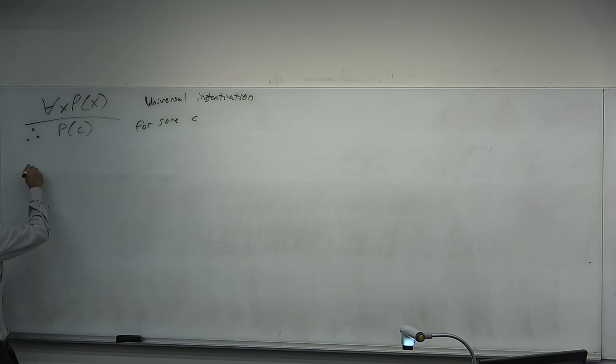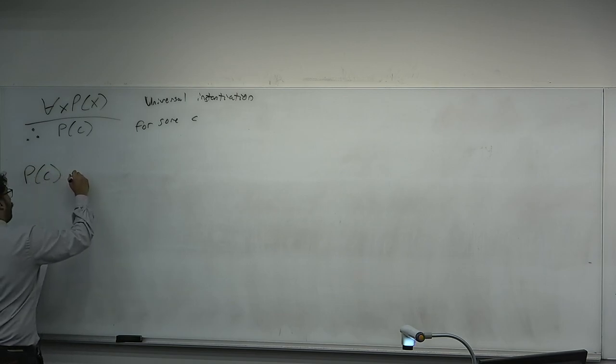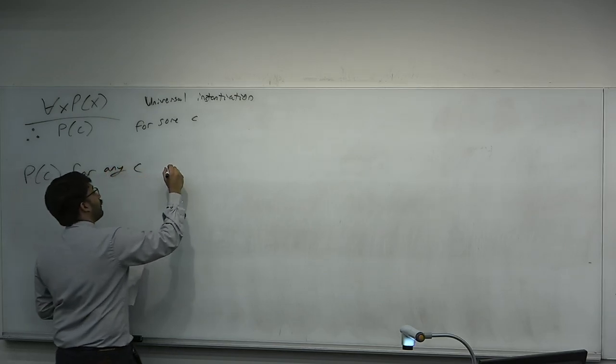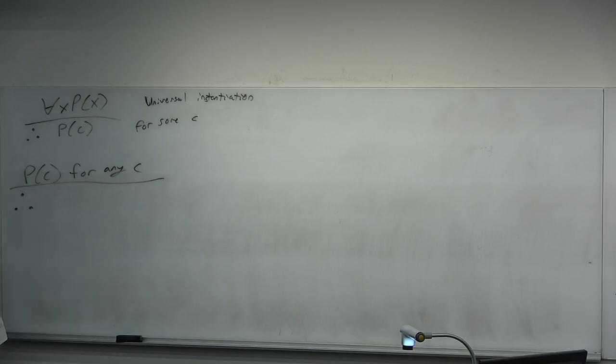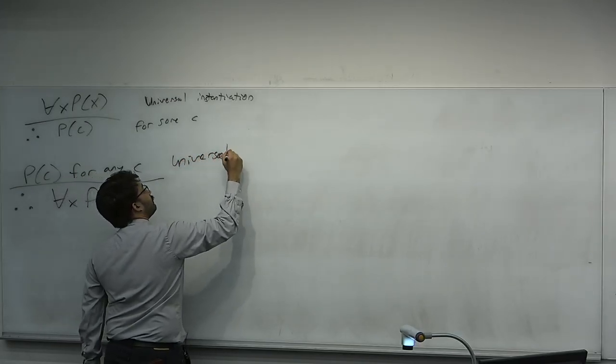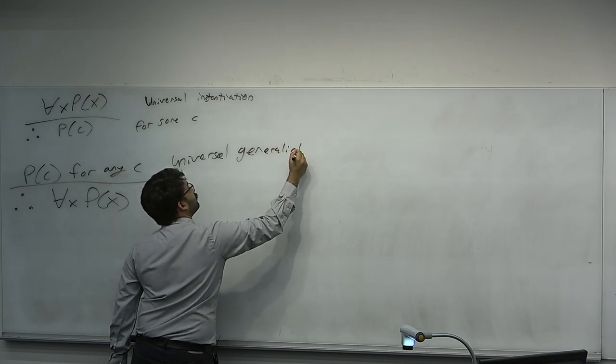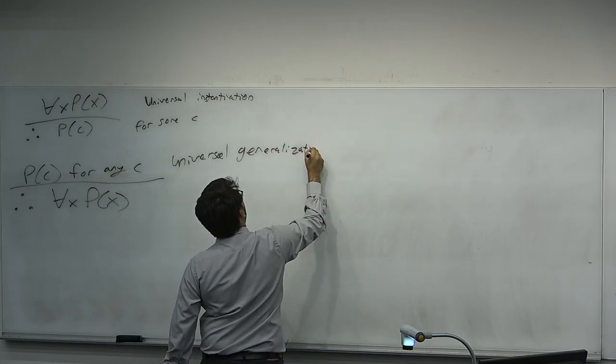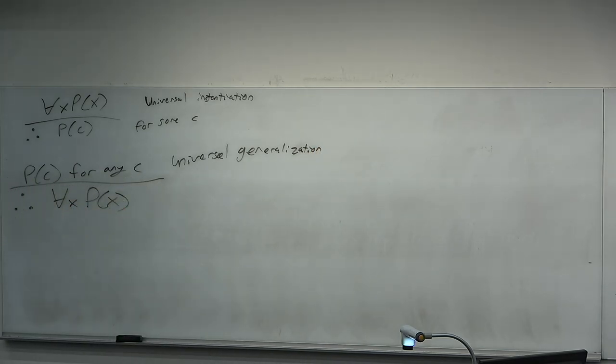Here, if P of C is true for any C, you may deduce what? That's true. But actually, this one's a little too obvious. For all x, p of x. This is called universal generalization. Now, it may not be obvious when this rule is applicable, because it sounds obvious. But it may actually depend on the universe of discourse and things like this as you get more complicated examples.